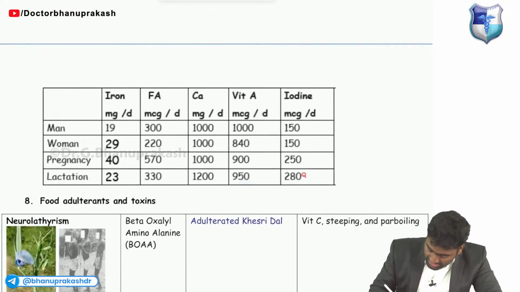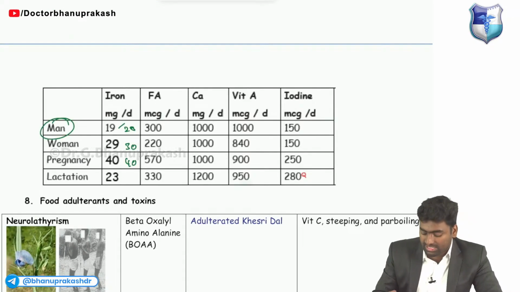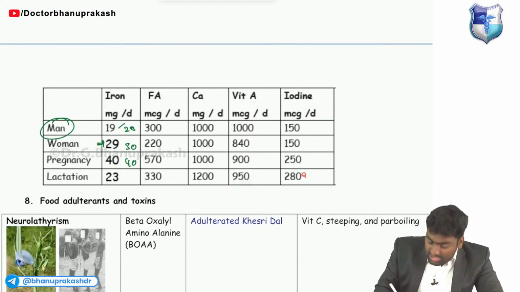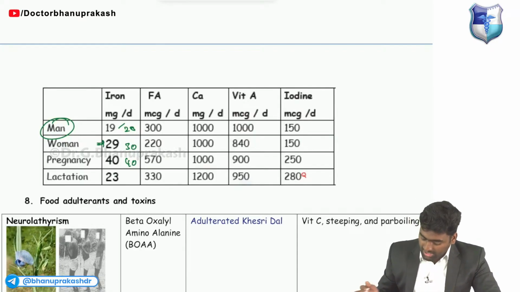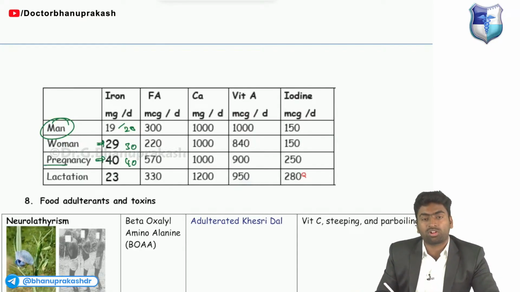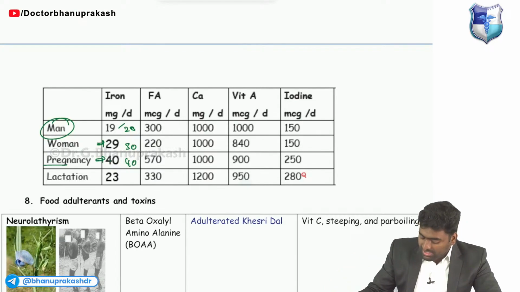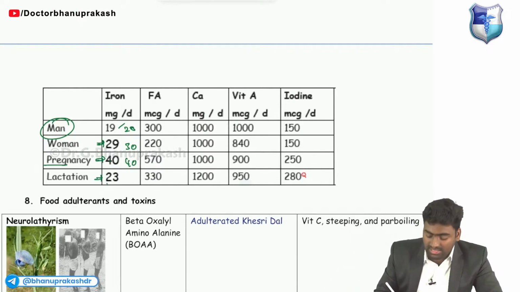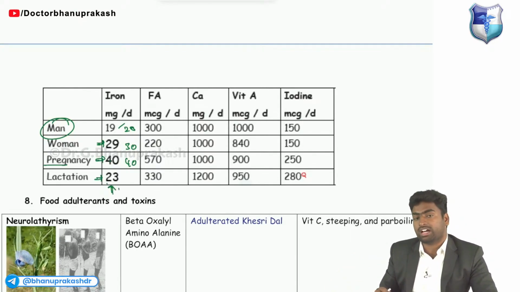In this, remember, for iron the man will be having around 20, 30, 40. So the ideal requirement in man is 20, whereas in woman it is around 30, it is 29. So in pregnancy it is a bit more, it is 40. And in lactation it is less, it is 23 or 24.